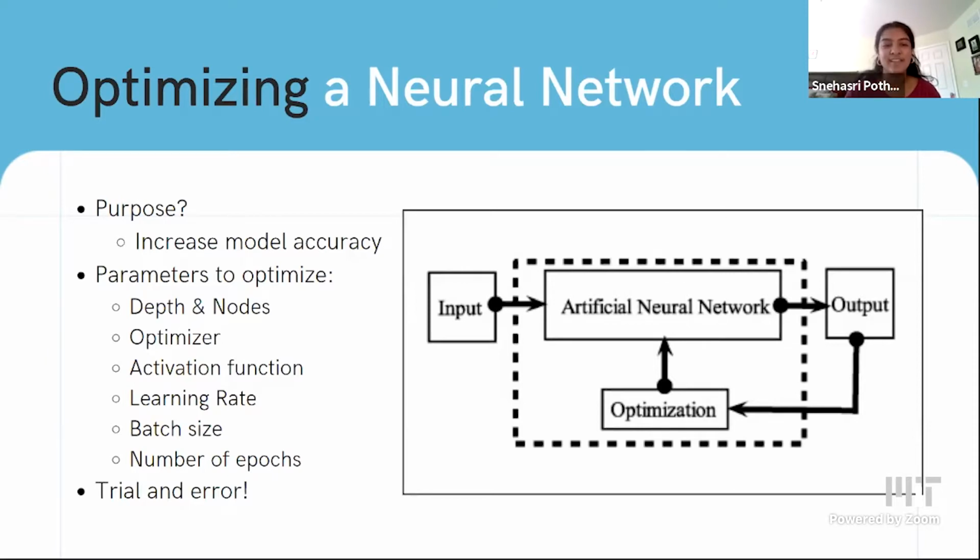The learning rate is how fast the model learns, the batch size is the number of samples, and the number of epochs is the number of trials. But all in all, optimizing a neural network is a lot of trial and error. It's more of an art than a science, and the more experience you have, the more intuition you'll gain.